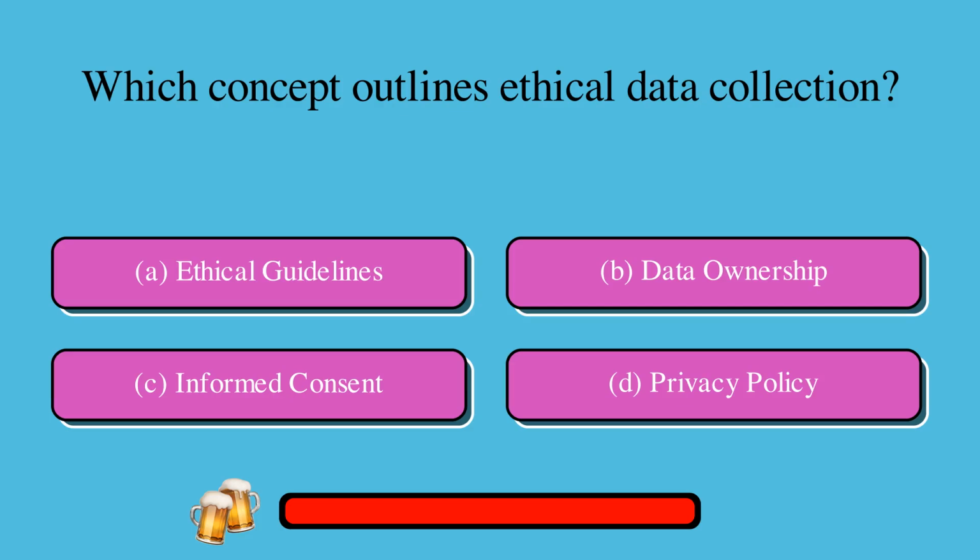Which concept outlines ethical data collection? A. Ethical guidelines, or B. Data ownership, or C. Informed consent, or D. Privacy policy? The correct answer is C. Informed consent.